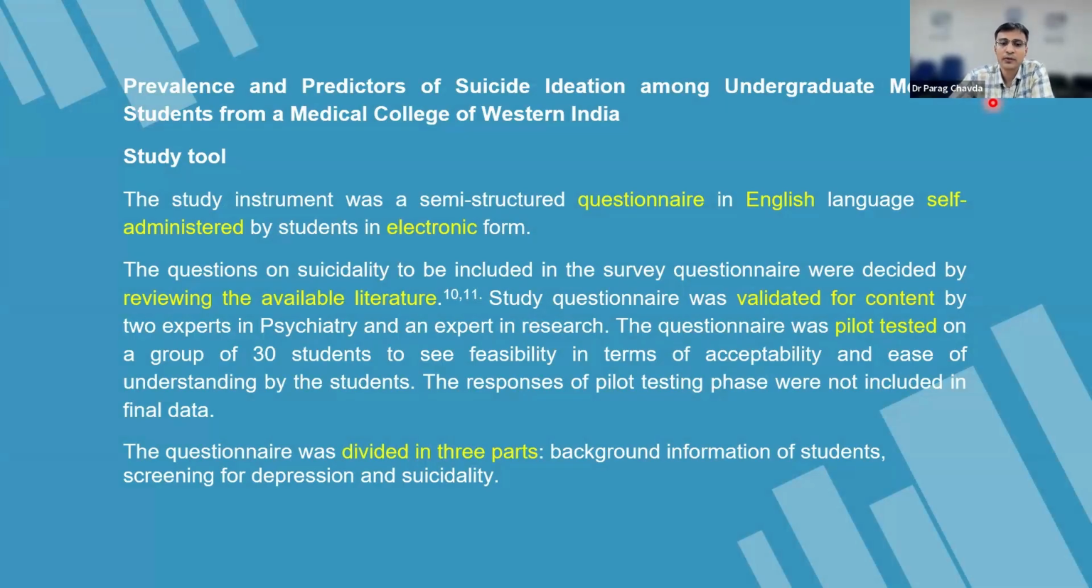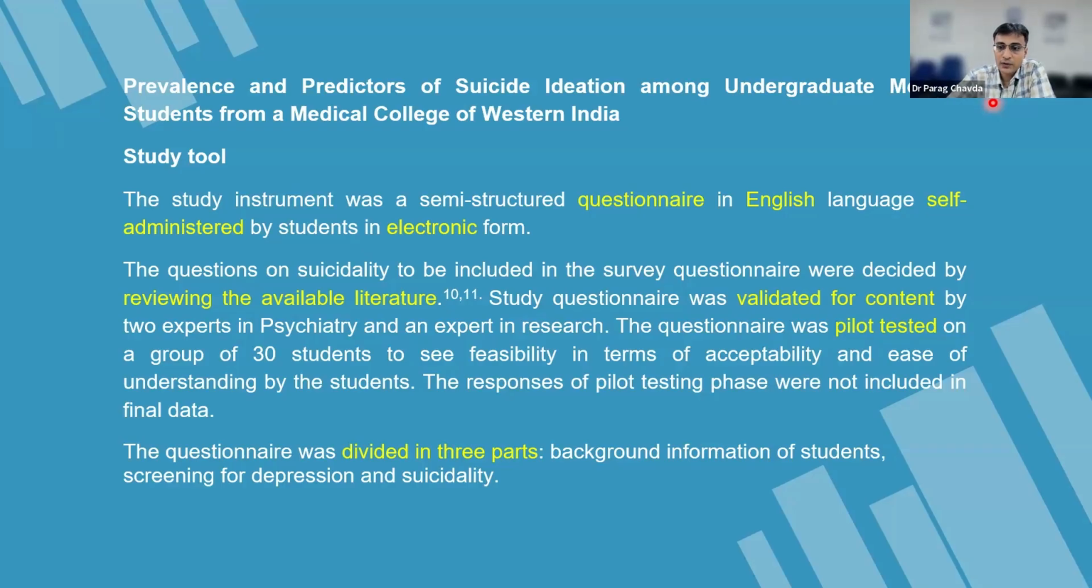The study was on prevalence and predictors of suicide ideation among undergraduate medical students from a medical college. So this is how we describe the study tool. In the proposal, the study tool might be described like this. The study instrument was a semi-structured questionnaire, right? If you have even one question which is open-ended, you call it semi-structured. If all questions are close-ended, you call it a structured questionnaire.